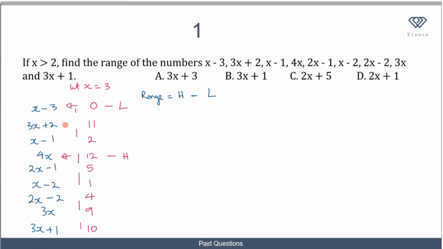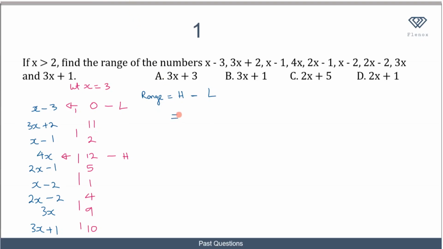x minus 3. And you should take note, for any value of x you use that is greater than 2, either 4, 5, 6, 7, you will still get your 4x to give you the greatest result, while your x minus 3 will give you the lowest result. So the value of x you choose does not matter. The only condition is that it must be greater than 2. So now we can proceed.